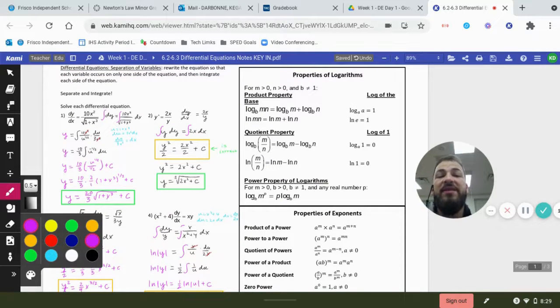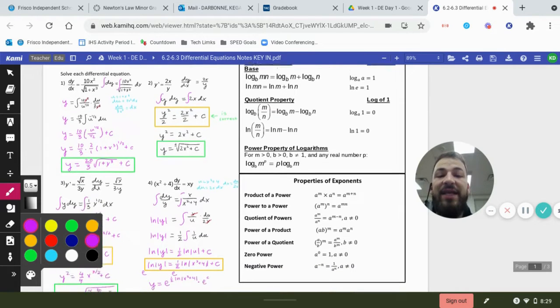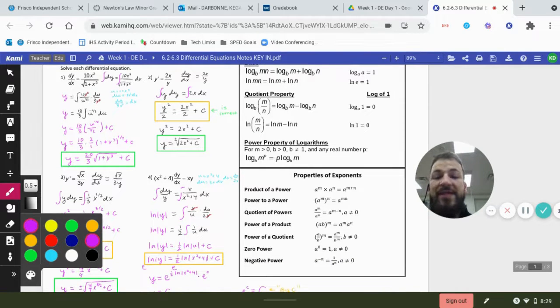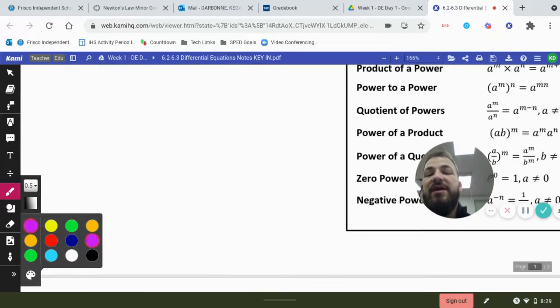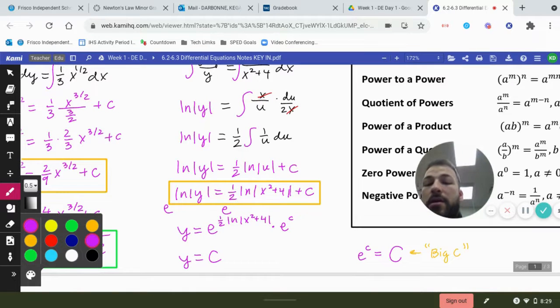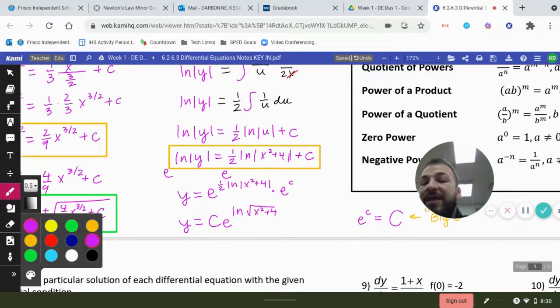It's a property of logarithms that if I have a constant being multiplied out front, I can move that constant in. So p times log base b of m is the same as log base b of m to the power of p. So I can move that power to the inside. So this becomes c times e to the natural log of the square root of x squared plus 4. Now, once I change it here, then I can get that e and natural log to cancel out. So this becomes y is equal to just big C square root of x squared plus 4.